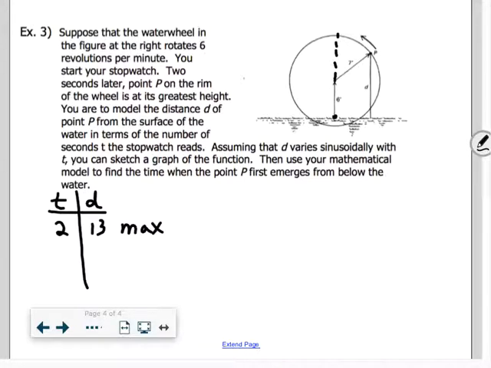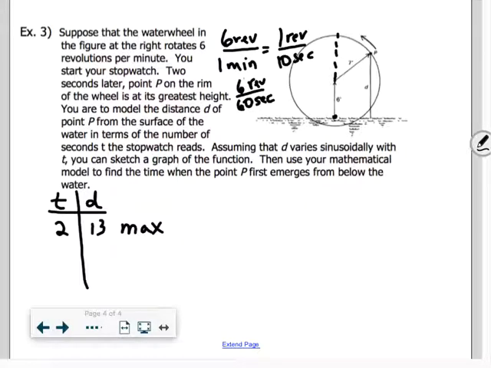And then, okay, let's stop and think here. It says the figure at the right rotates 6 revolutions in 1 minute. So it would do 1 revolution in how many seconds? 10 seconds, right? Because you're really doing 6 revolutions in 60 seconds. So you can divide both by 6 to give you that you do 1 revolution in 10 seconds.